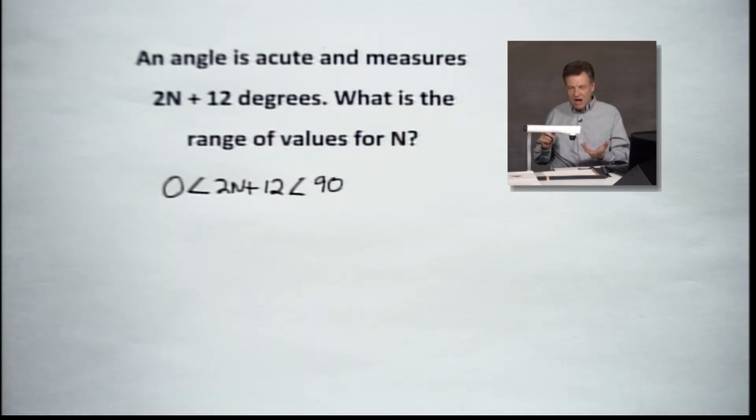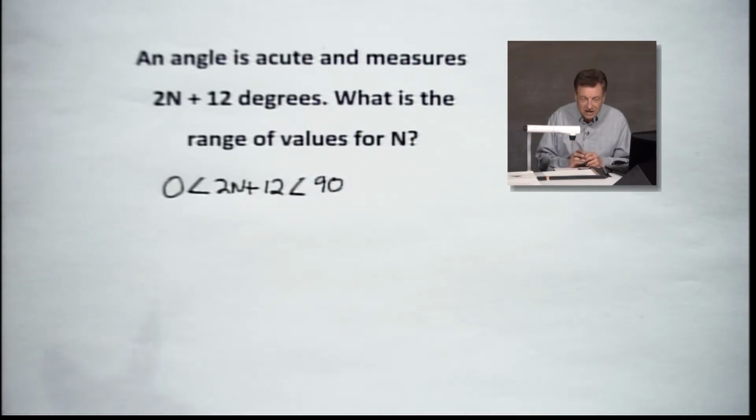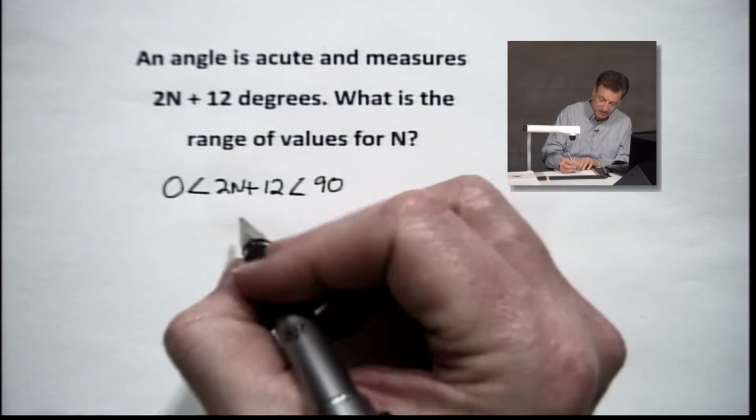Now, it's an inequality, which means you've got to watch some of the rules. In this case, it's pretty straightforward because everything is positive inside here. If I had a negative 2n, we would really have to watch closely where things are going. But we've got everything being positive in the middle, 2n plus 12, so it's going to be fine.